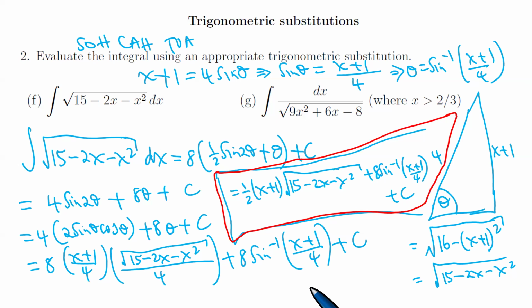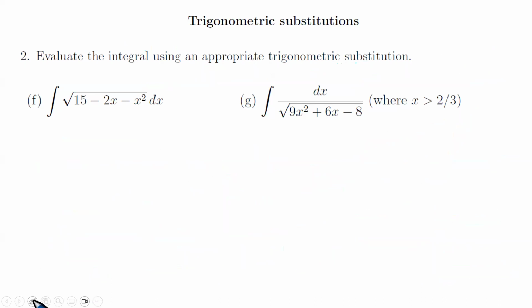G is exactly the same, but the difference with G is that the x squared is coming first. It does not have a negative in front, but it has a 9. So that is the difference. But we can do that with so much ease and great simplicity. So yeah, we got the answer to F, and then let us look at G now.